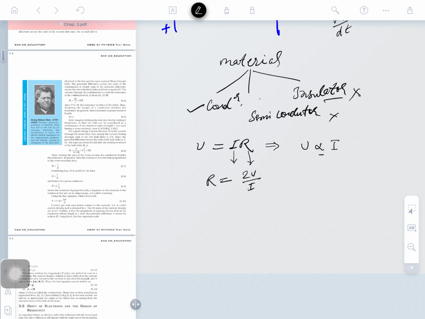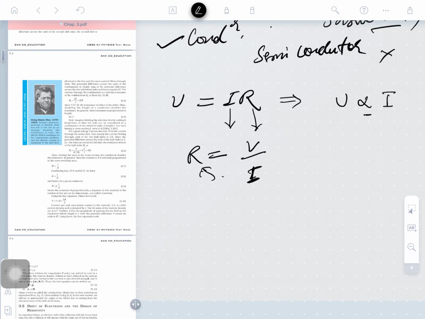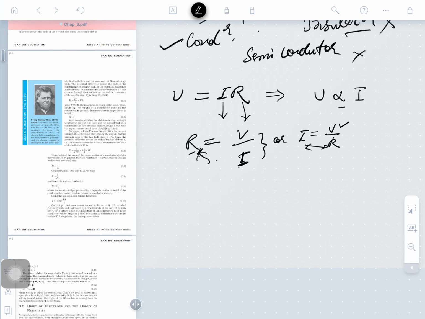R is equal to V by I. So I is the current and R is the resistance, together called the potential drop. What do you understand by potential drop? We can also understand I is V by R. For a constant potential, the current is inversely proportional to the resistance. So resistance is fixed, and there will be a fixed ratio V by I for any conductor, clear?